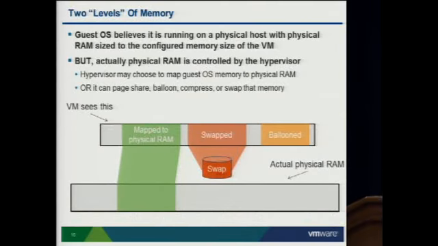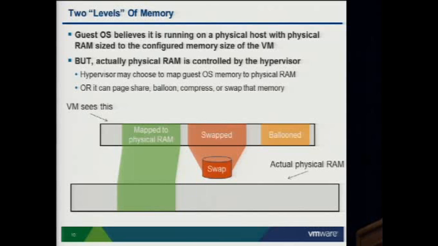Now, another concept I want to talk about is that there are two levels of memory. The guest operating system thinks it's running on a physical host. It doesn't know it's in a VM. Thus, it believes it has physical RAM, and it's going to use that RAM, or that virtual RAM, however it feels that it can. But we know what's happening. We know the truth. And there actually is real physical RAM underlying that is managed by the hypervisor.